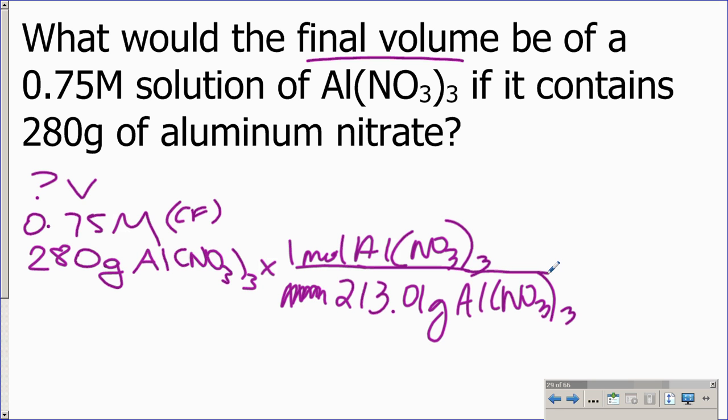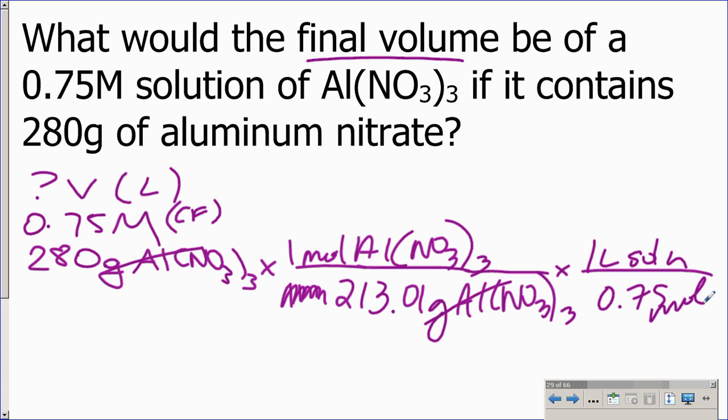Can we just keep going? Let's just keep going. Let's take our grams, cancel them. We have moles. What's our question again? What unit are we looking for? Liters. Is there a way to get liters on top with the rest of our information? So take this and do what? So what am I writing? 1 liter of solution on top and aluminum nitrate on bottom.